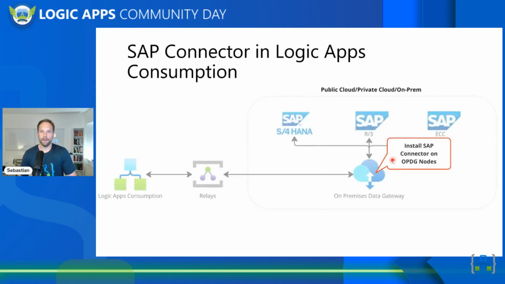If we want to use the connector in the Logic Apps Consumption deployment model, it's a little bit different. As you remember from the slides before, for Logic Apps Consumption, we need the on-premises data gateway installed on a server near the SAP systems. And the special thing with an on-premises data gateway is that you can run it in a cluster. So that means you have multiple nodes with the on-premises data gateway installed. And to connect now from a Logic Apps Consumption to your SAP system, you need to install the connector on every OPDG node. That's the meaning of this little bubble here. So it's very important to install the connector on every OPDG node.